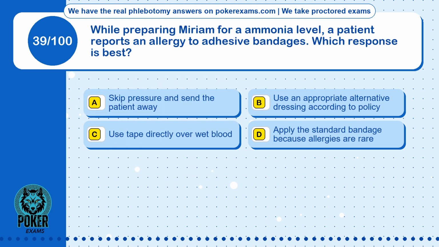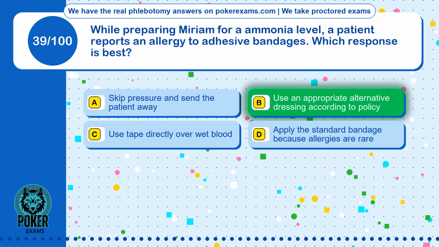Question 39. While preparing Miriam for an ammonia level, a patient reports an allergy to adhesive bandages. Which response is best? Option A. Skip pressure and send the patient away. Option B. Use an appropriate alternative dressing according to policy. Option C. Use tape directly over wet blood. Option D. Apply the standard bandage because allergies are rare.